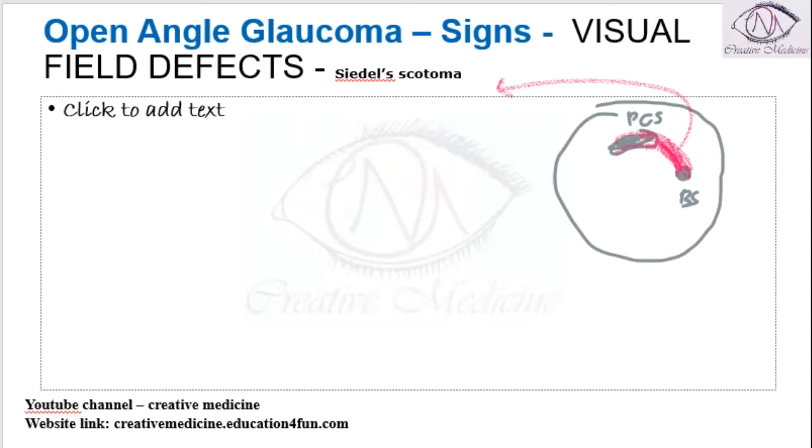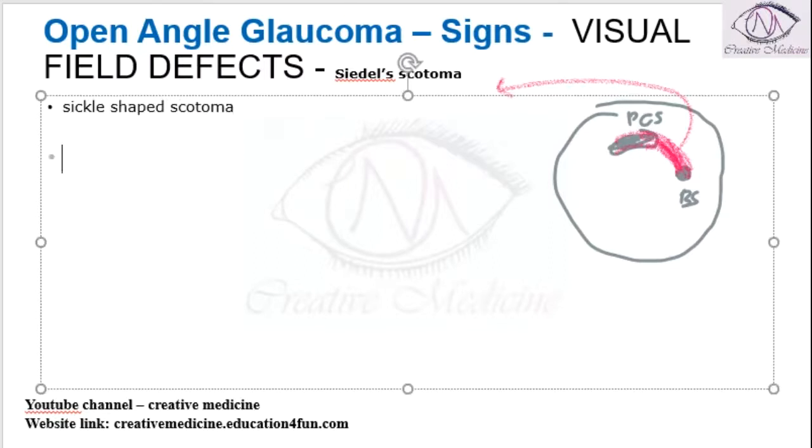So Siedel's scotoma is actually a sickle-shaped scotoma which is formed by the joining of the paracentral scotoma along with the blind spot. So when the paracentral scotoma joins with the blind spot, the sickle-shaped scotoma which is seen is called Siedel's scotoma.